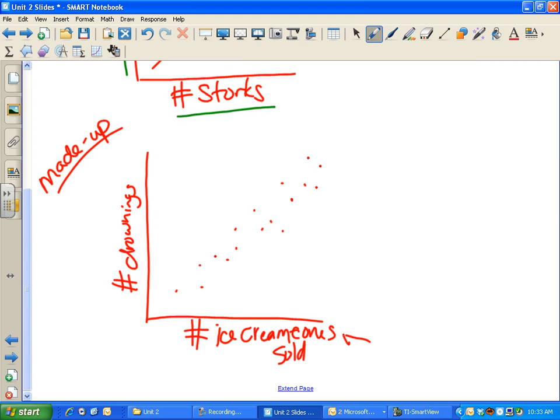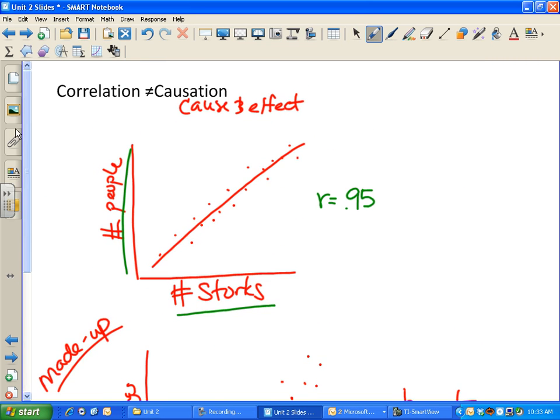Now, does that mean that eating ice cream is going to cause us to drown? No, that's preposterous. That's silly. That's ridiculous. There is another explanation. And in this case, that explanation might be the heat. The hotter it is, the more ice cream cones we sell. The hotter it is, the more people go swimming, which means there's more opportunities for them to drown. So, could be another explanation. Do not get caught in thinking that correlation means we have a cause and effect relationship. Otherwise, you'd have to believe that storks bring babies, and it just doesn't work that way.